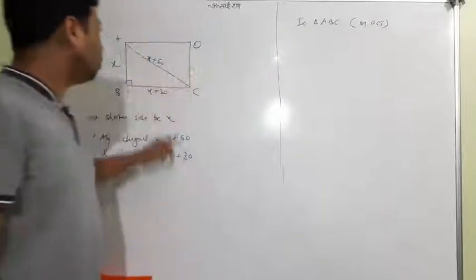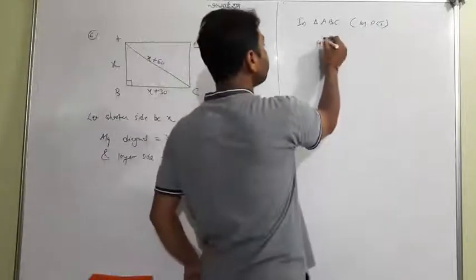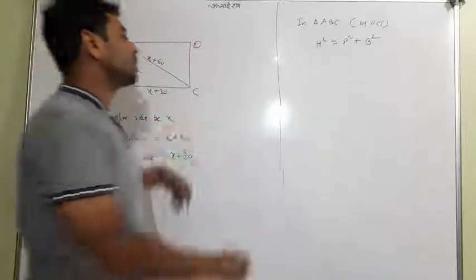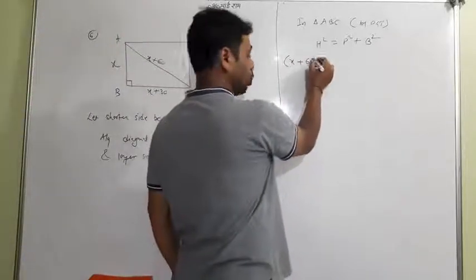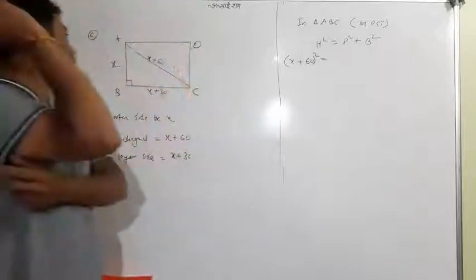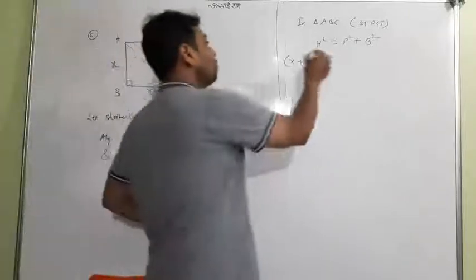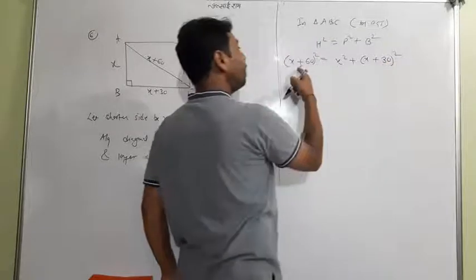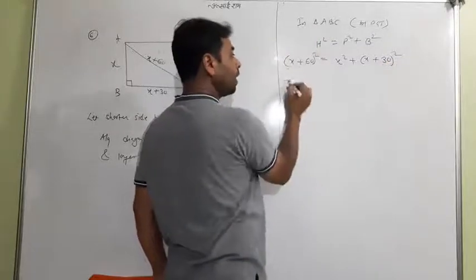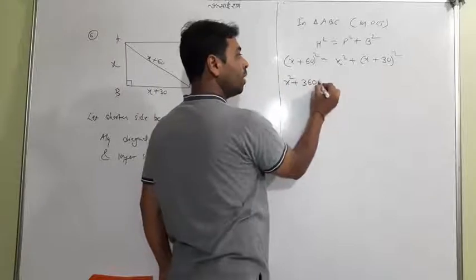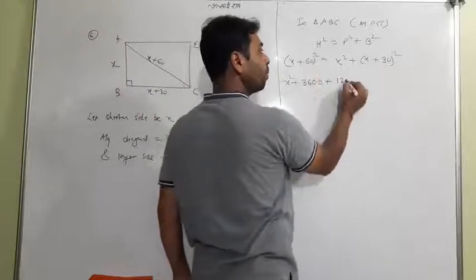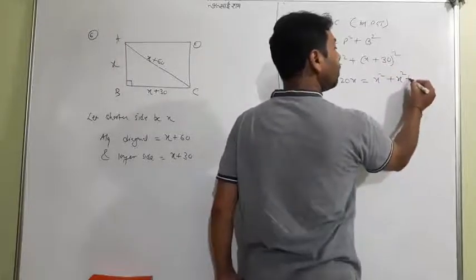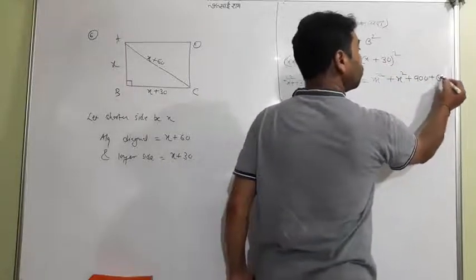So what is Pythagoras theorem? Hypotenuse square equals perpendicular square plus base square. What is the hypotenuse? x plus 60 squared is equal to perpendicular x squared and base x plus 30 squared. Now open it all the way. (a plus b) whole square is a square plus b square plus 2ab. Open it, a square plus b square plus 2ab.